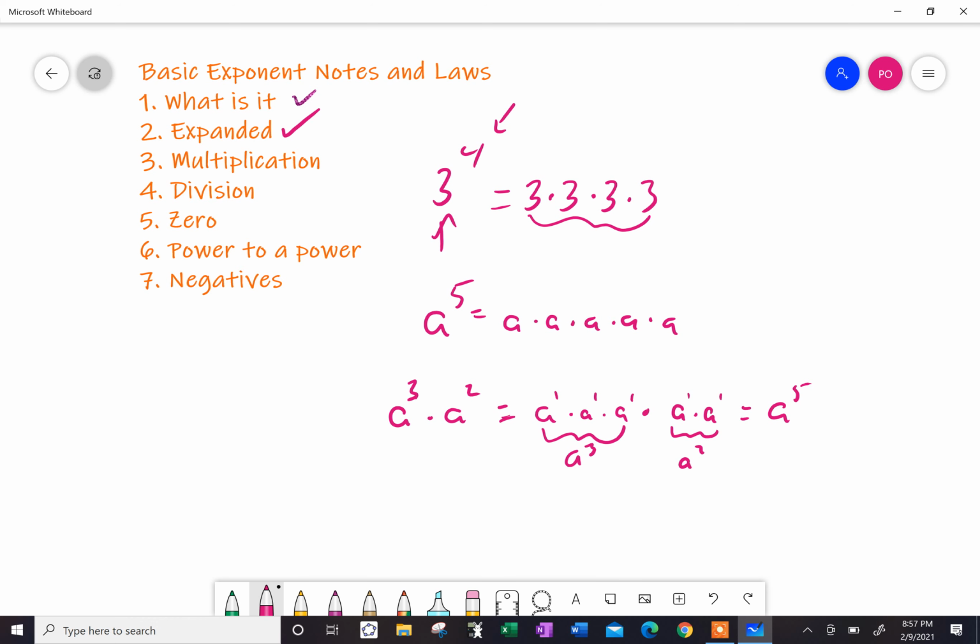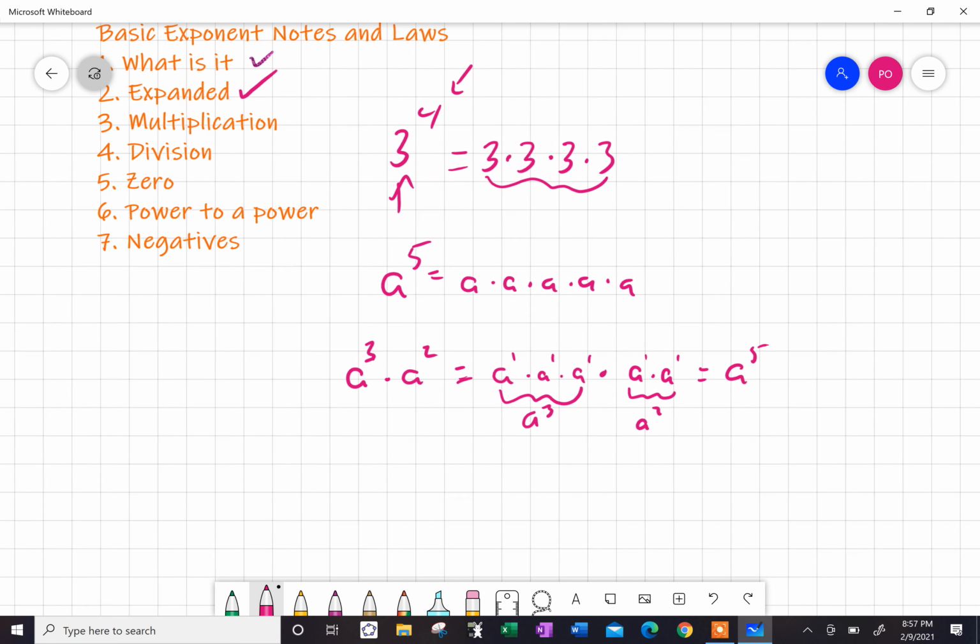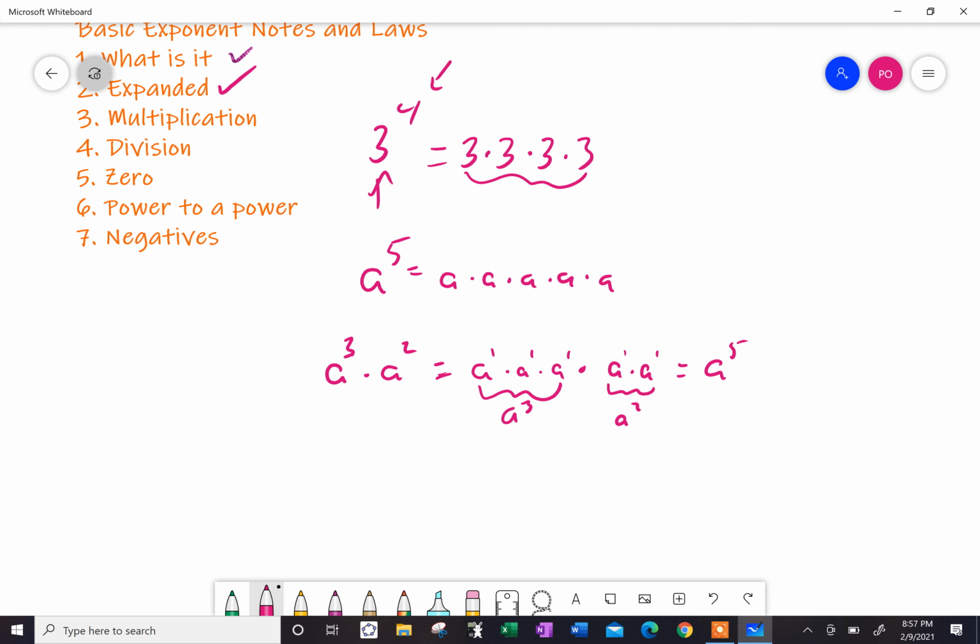What I'm hoping you're noticing here is all I did was I could just add. If I have A cubed times A squared, I could just add my exponents and you get A to the 5th. The only thing that's necessary for this to happen is that your base for both terms must be the same. Check.